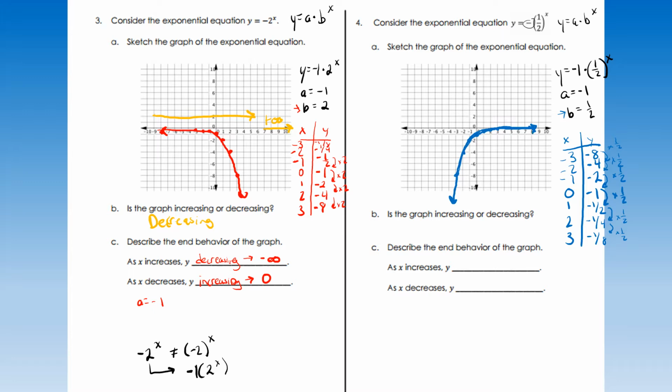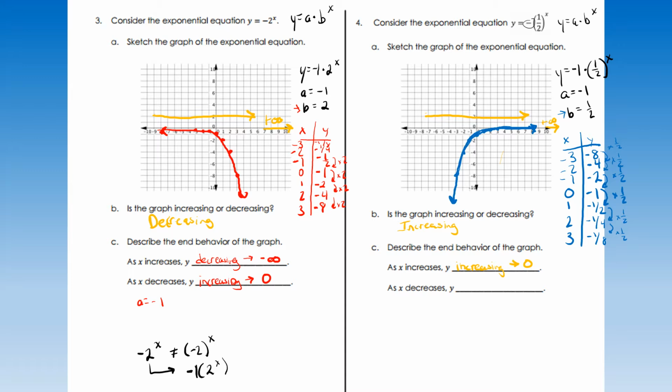Right. And now the last thing, let's check the behavior of the graph. As we go from left to right, the graph is starting low and it's moving up. So it's increasing as we go from left to right. What's happening as we move further and further to the right on x towards positive infinity? Well, let's look here: -1, -1/2, -1/4, -1/8. It's getting closer and closer to 0. So y is increasing and approaching 0.